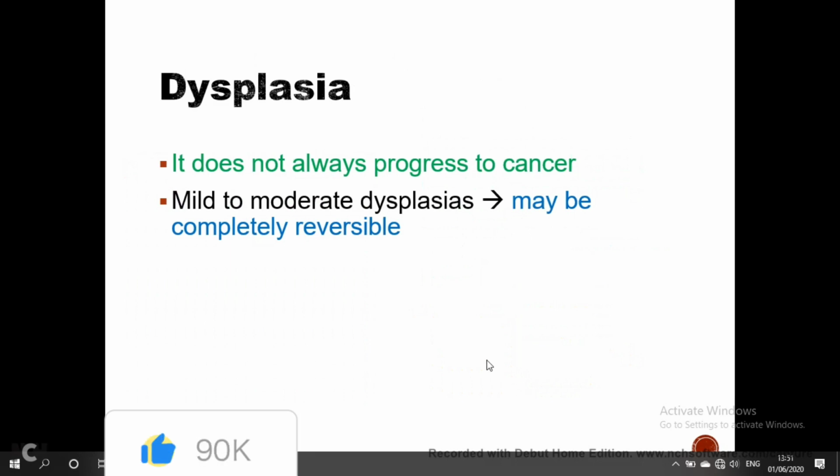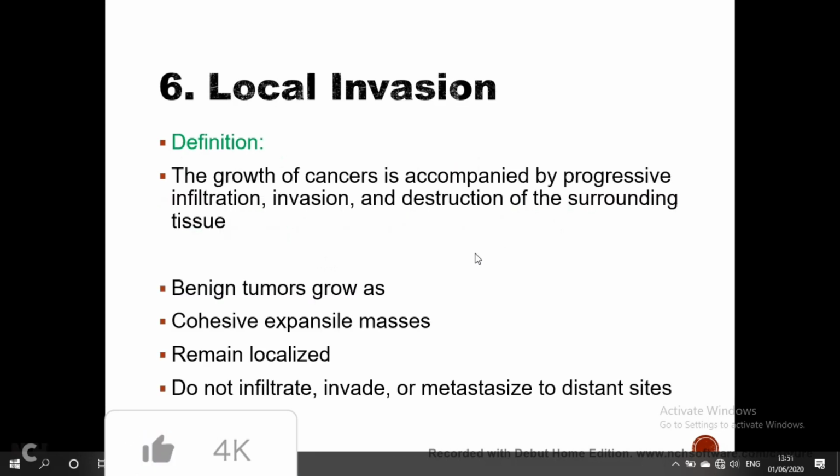Okay, so dysplasia does not always progress to cancer. We have seen that in the initial stages, the low grade of dysplasia is reversible. Mild to moderate dysplasia may be completely reversible. So local invasion, what is local invasion? The growth of cancers accompanied by progressive infiltration, invasion and destruction of the surrounding tissues.